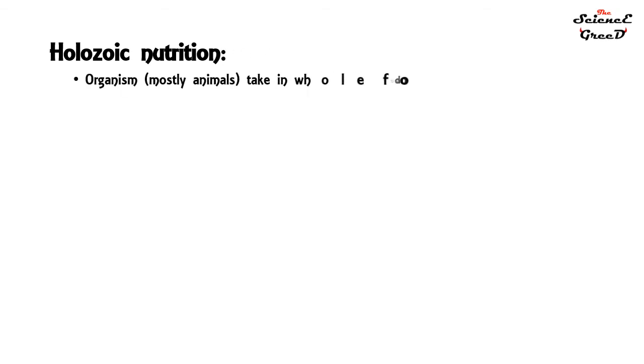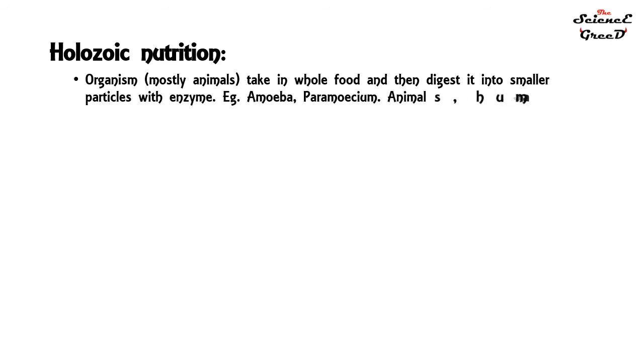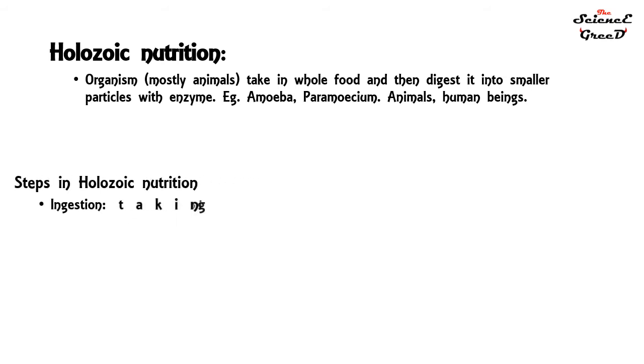Holozoic nutrition. Organisms, mostly animals, take in whole food and then digest it into smaller particles with enzymes, e.g., Amoeba, Paramecium, animals, human beings. Steps in holozoic nutrition: ingestion, taking in of food.